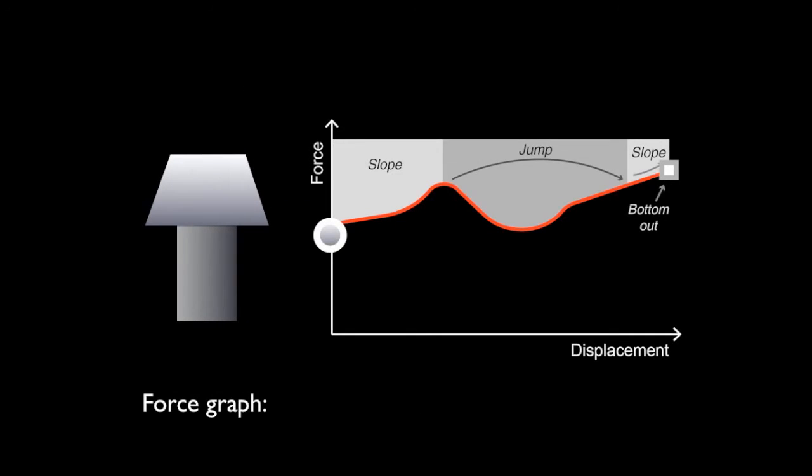This is a force-displacement graph that represents the force feedback characteristic of a typical physical button. We divided this graph into three sections: a slope, a jump, and a bottom out.